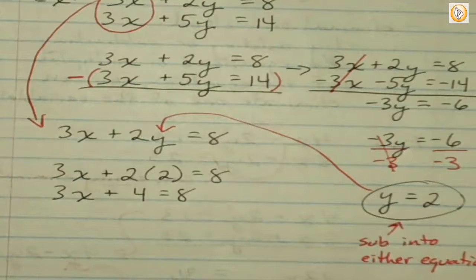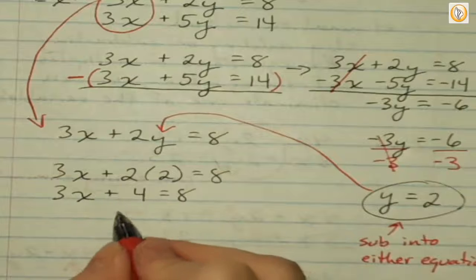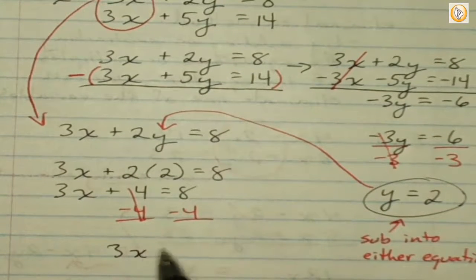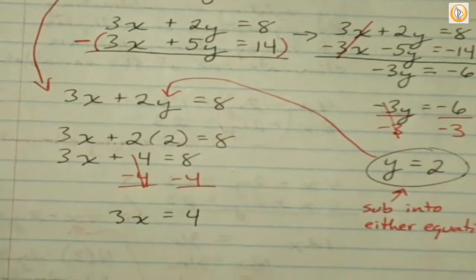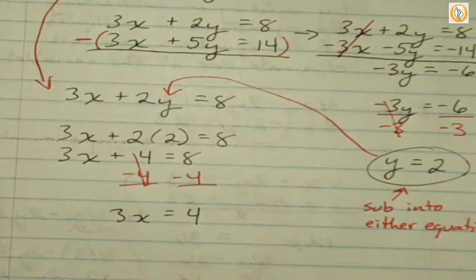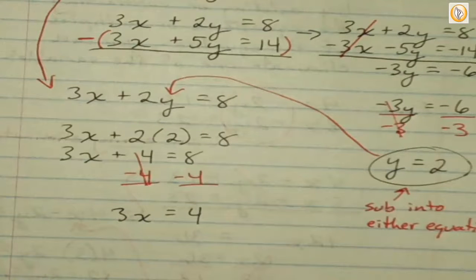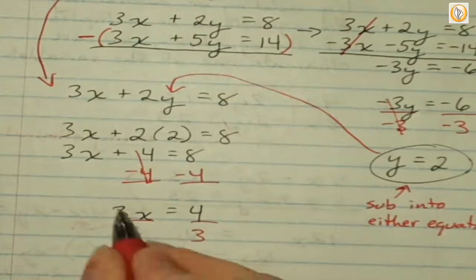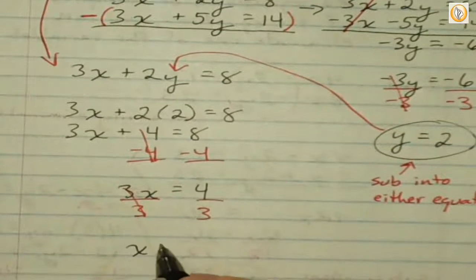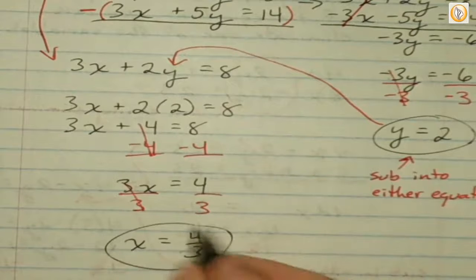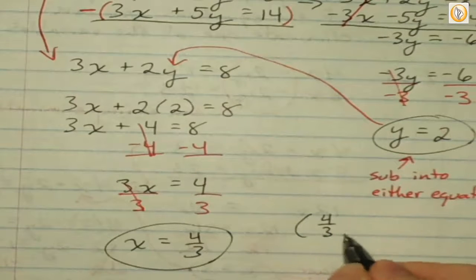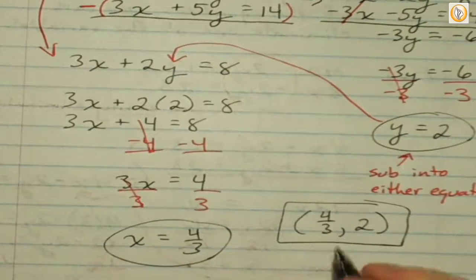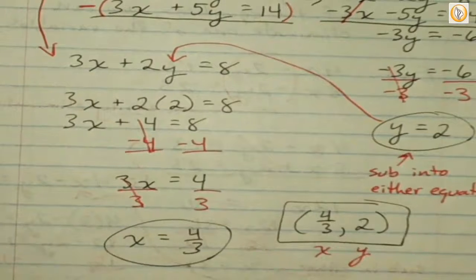Michael, what do I do with the 4? You subtract them on both sides. 3x equals 4. Taylor, what do I do? You divide both sides by 3. And so I get x equals 4 over 3. So my answer is 4 over 3 and 2. In parentheses and box. Remember, your x goes first and then your y.